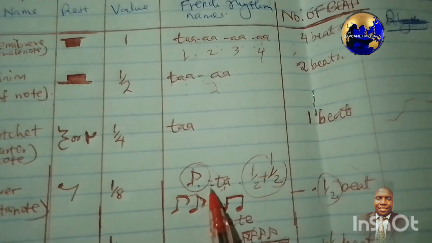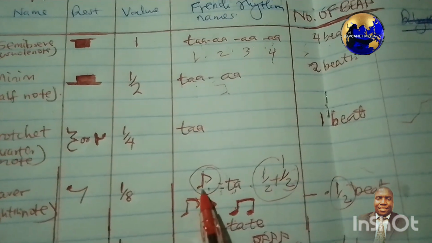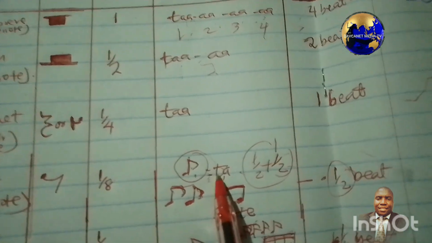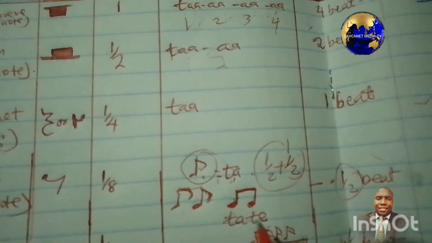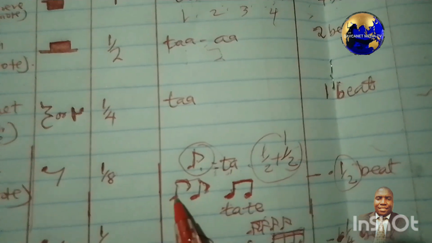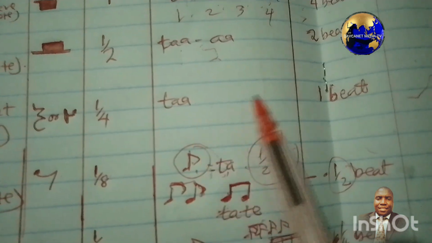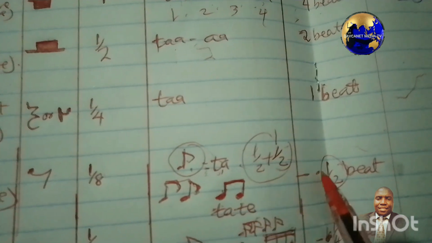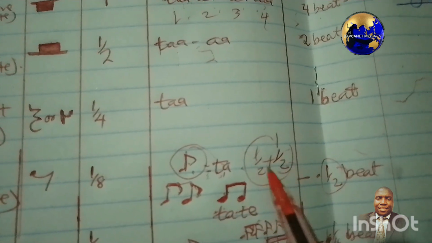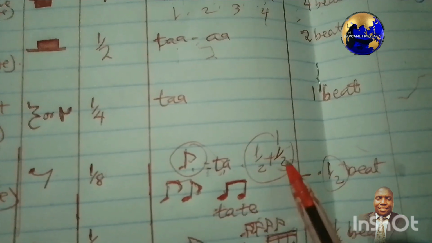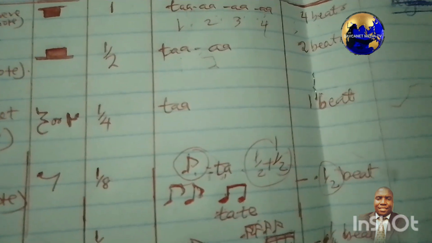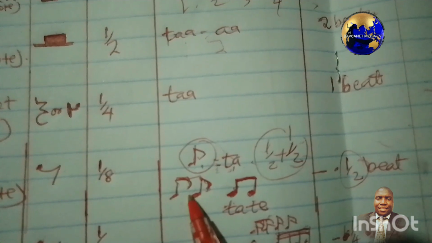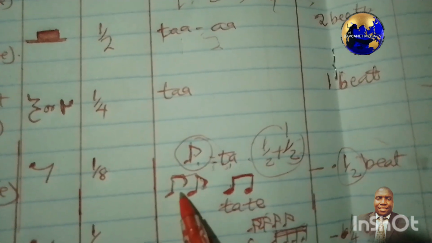And the French rhythm name of one quaver is ta, or te. A quaver is a half beat. It is a half beat. So to make it a whole beat, we add another quaver. These 2 quavers form 1 crotchet.